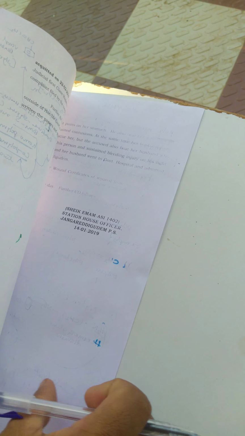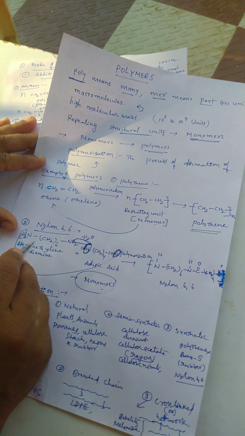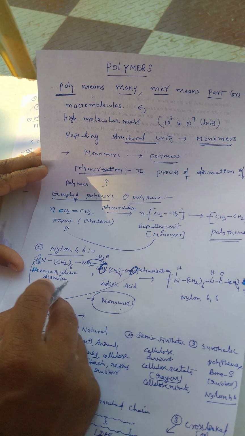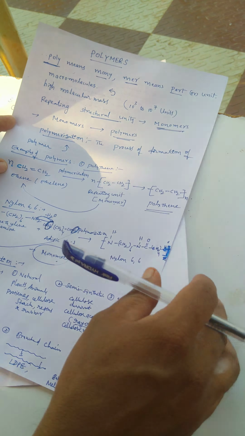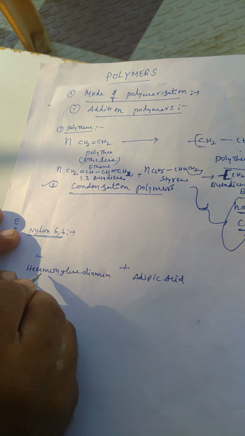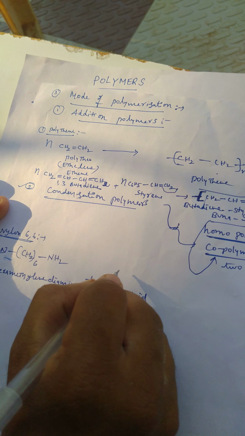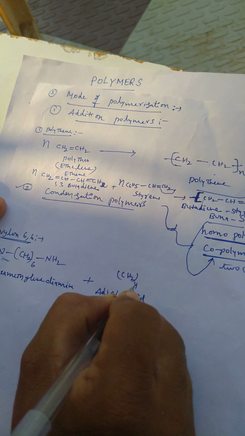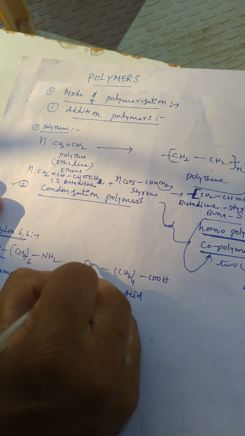Here you can see nylon 66, hexamethylene diamine and adipic acid. The same thing once again I am writing, children. Nylon 66 monomers: what are the monomers? Hexamethylene diamine and adipic acid. You see, hexa means 6, methylene means CH2, CH2 taken 6 times, NH2, hexamethylene diamine, and adipic acid. Adipic acid means CH2 taken 4 times, COOH, COOH.